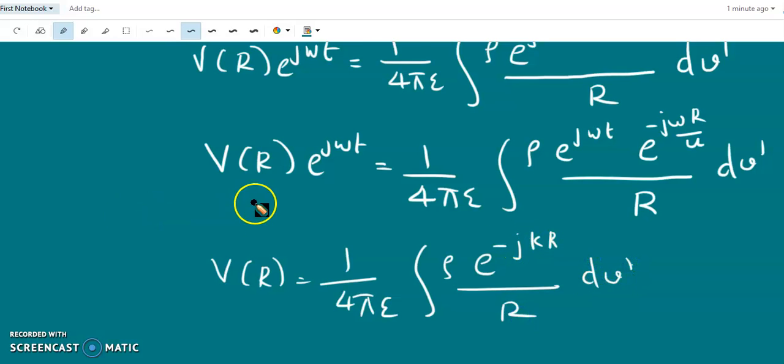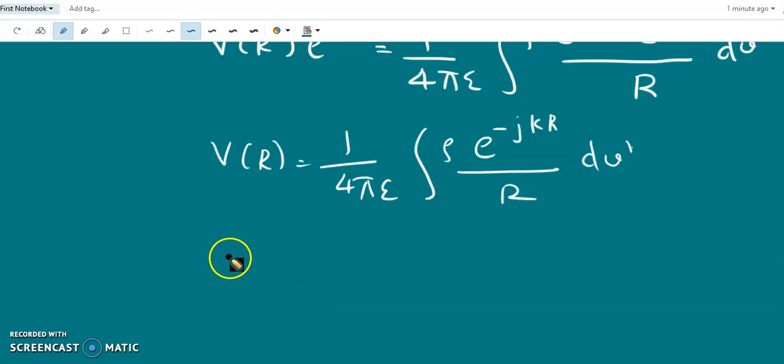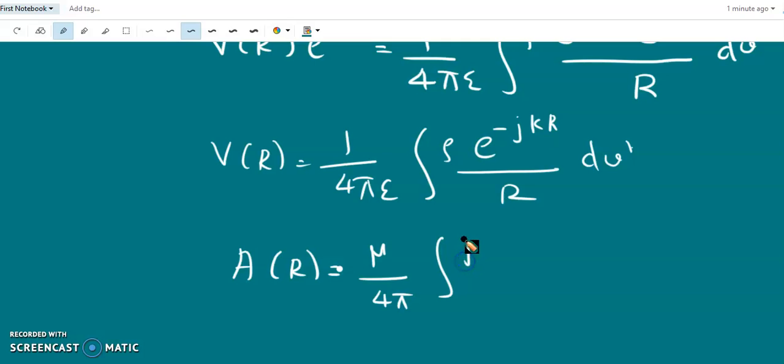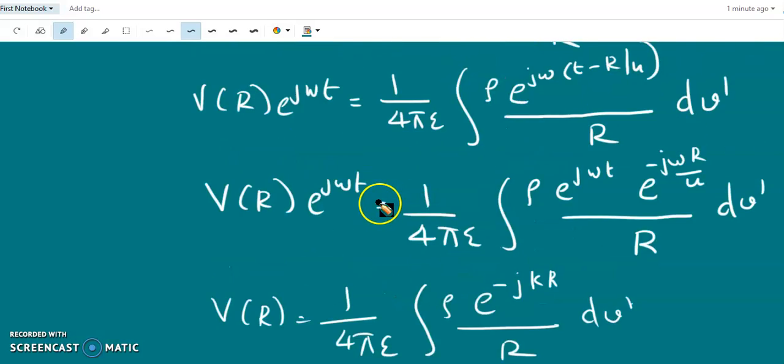So similarly we can get the value of A of r. You know what change will come for A of r. Similarly you get the value of A of r. This is an assignment for you. So we can get A of r as mu divided by 4 pi integral J e to the power minus jkr by r dV prime. So these are the phasor solutions of the non-homogeneous Helmholtz equations.